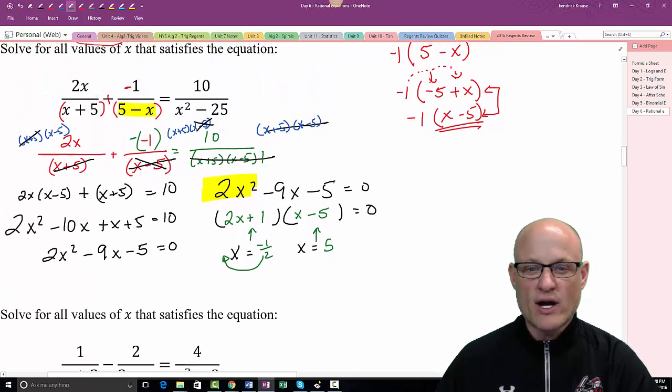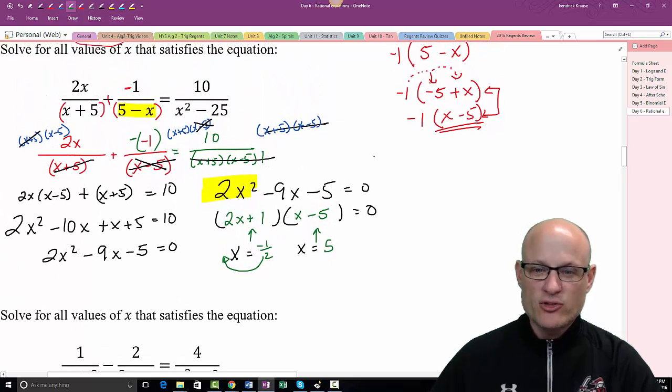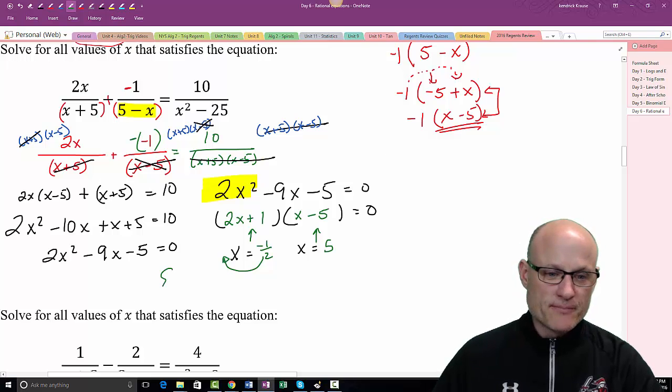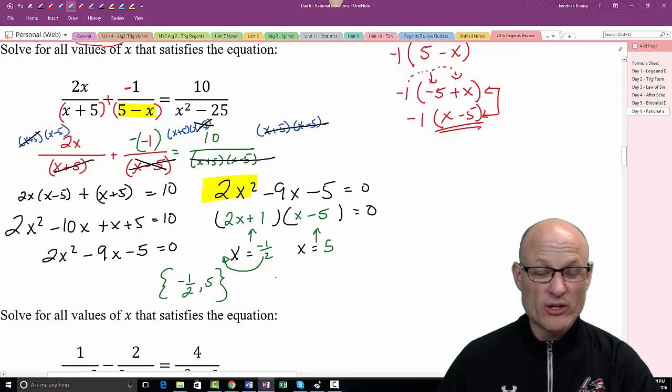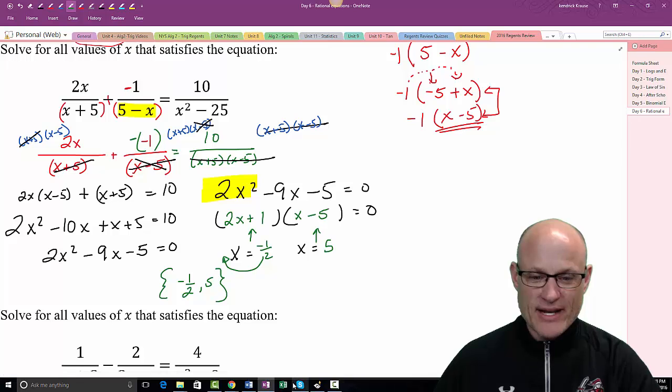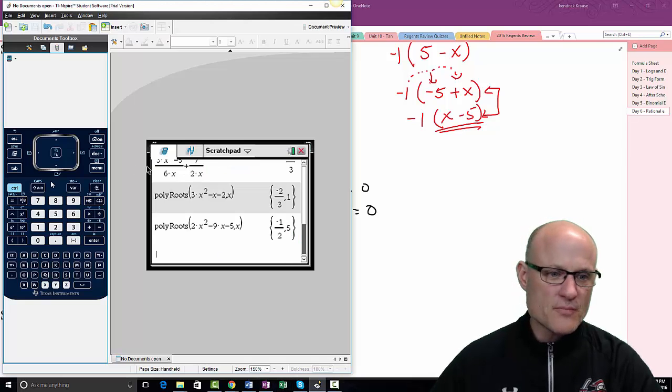Now, this is one of the reasons why you definitely have to check, because our 2 answers should be negative 1/2 and 5. One of those is going to crash this sucker. So let's see what happens when it does it. We're just going to do the one that's going to crash. 5 is going to crash. And hopefully some of you already saw that.